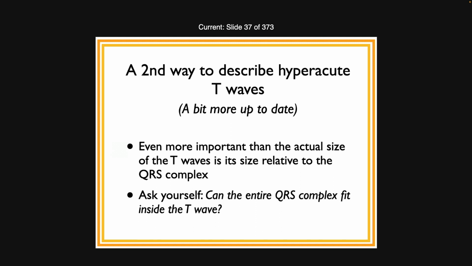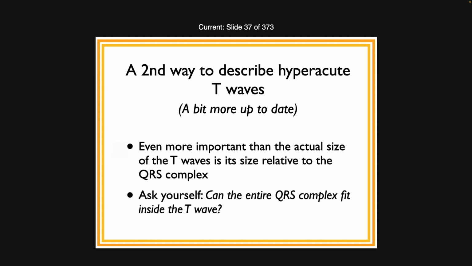It also has to do with the size of the T wave, but the relative size of the T wave. Before we were saying absolute size, greater than 6, greater than 10. But probably more important, a little more up-to-date way of looking at it is relative size of the T waves. How does the size of the T wave relate to its QRS, okay? So even more important than the actual size is its size relative to the QRS complex. So ask yourself, can the entire QRS complex fit inside the T wave?